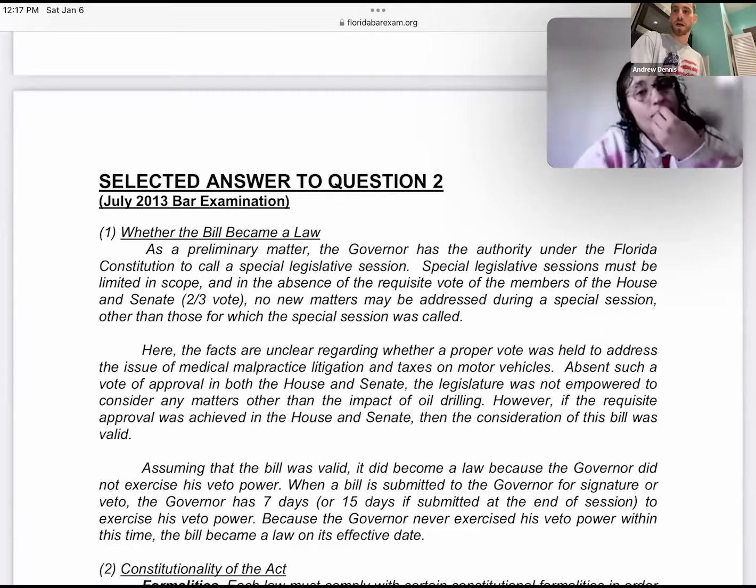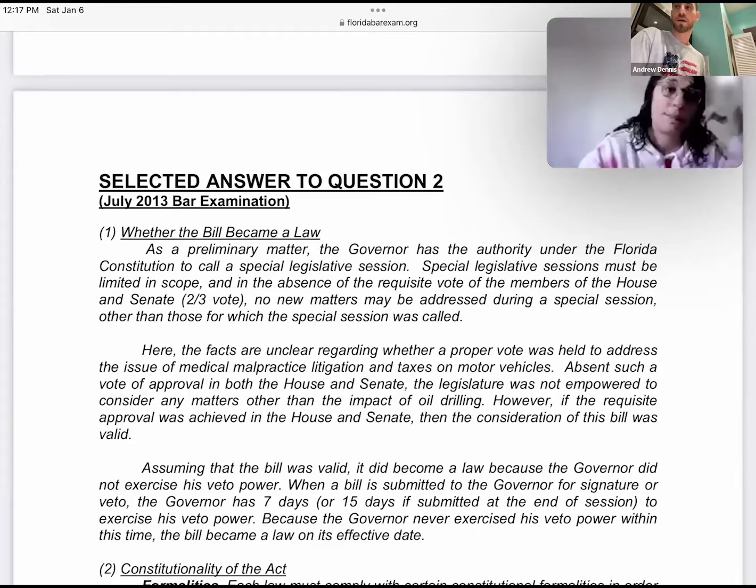In the absence of the requisite vote of the members of the House and Senate, 2/3 vote, no new matters may be addressed during a special session other than those from which the special session was called. Let me read that twice because that's all you need to know about a special session right there.